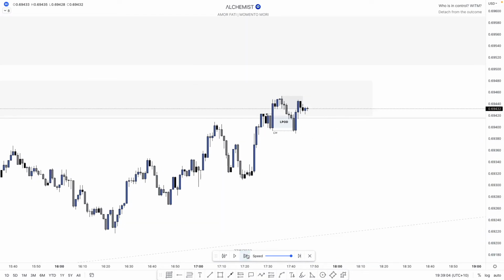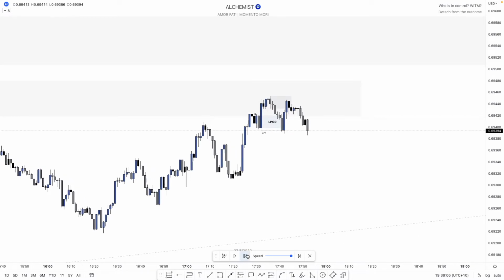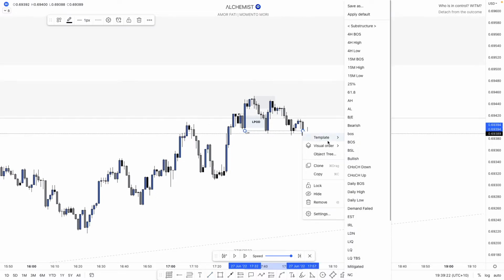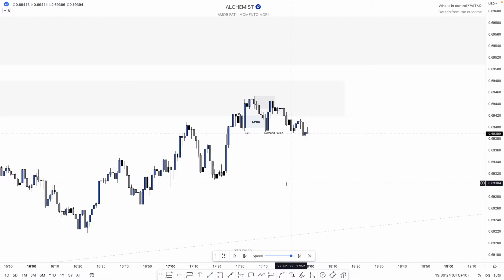So we'll play price on a bit. Perfect. So we have now had, so this here, because we didn't have a body close below, I wasn't willing to start playing shorts just yet. However, now when we have this here, I'll actually mark this as demand failure.